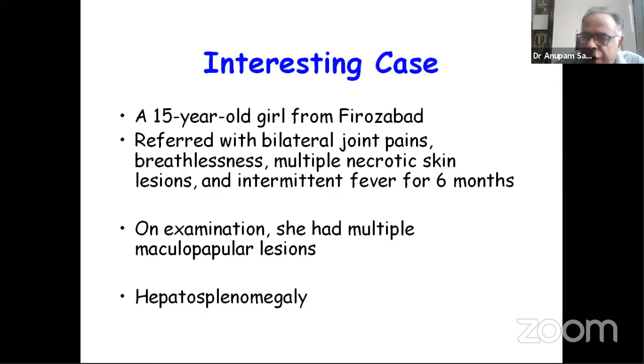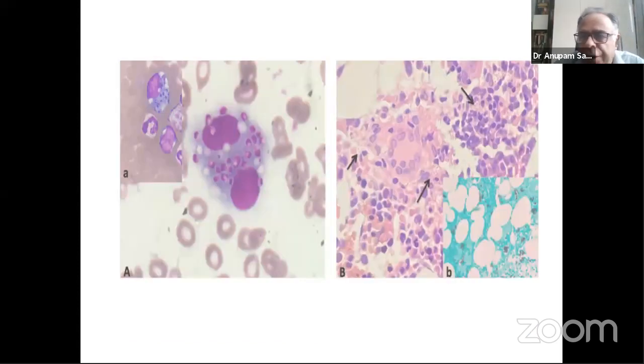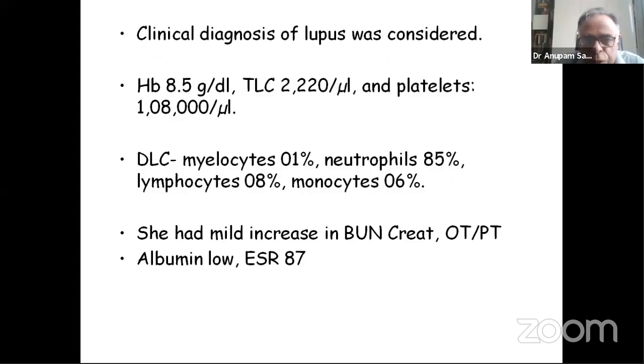And for the audience, a 15-year-old girl from Firozabad referred with bilateral joint pains, breathlessness, multiple necrotic skin lesions, and intermittent fever for 6 months. On examination, she had maculopapular lesions, hepatosplenomegaly, and this was her condition, with involvement of the feet and rashes, and the face was swollen, and there was a huge swelling in the jaw. And a clinical diagnosis of lupus was considered. Hemoglobin was 8.5, counts were just 2,220, platelets were 1,80,000.